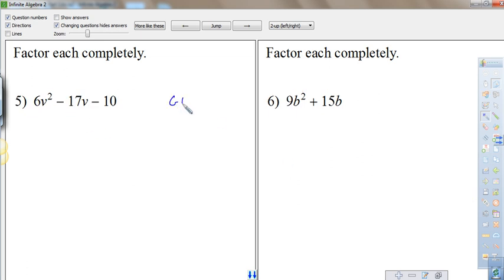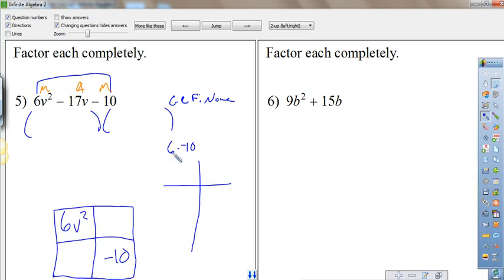Alright, as always, GCF. Woohoo! None. Move on with life. You gotta multiply these guys together, because that is your MAM part. Again, I'm gonna pause it to set everything up. Alright, so 6 times negative 10 gives us a negative 60. That's what we gotta multiply to get. We're adding up to get a negative 17.